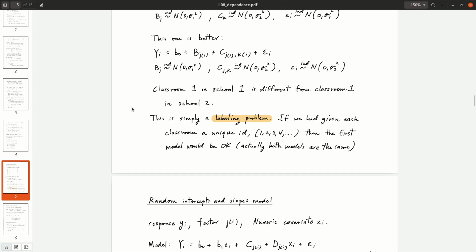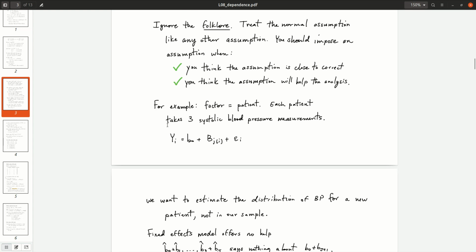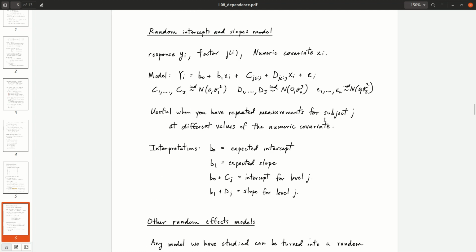So if we go back to this systolic blood pressure example, suppose these three systolic blood pressure measurements were taken at morning, noon, and evening, and in addition to wanting to know about the distribution of each patient's blood pressure values, you also wanted to know how those blood pressure values varied throughout the day. Then you could fit this random intercepts and slopes model where xi is time of day.